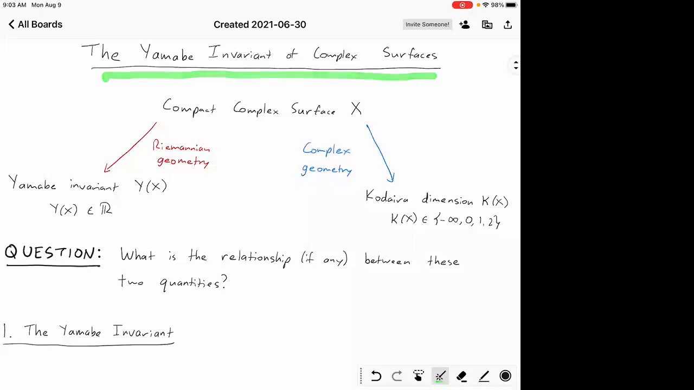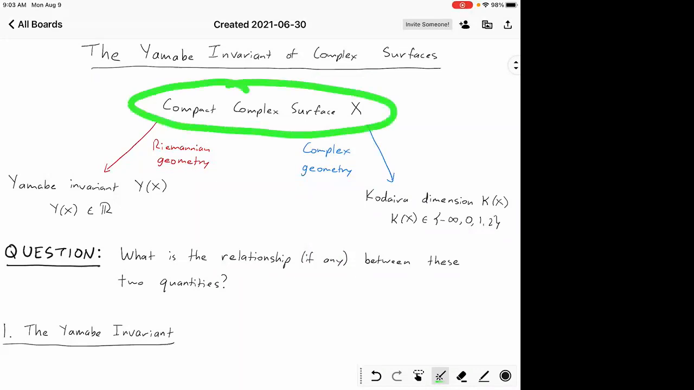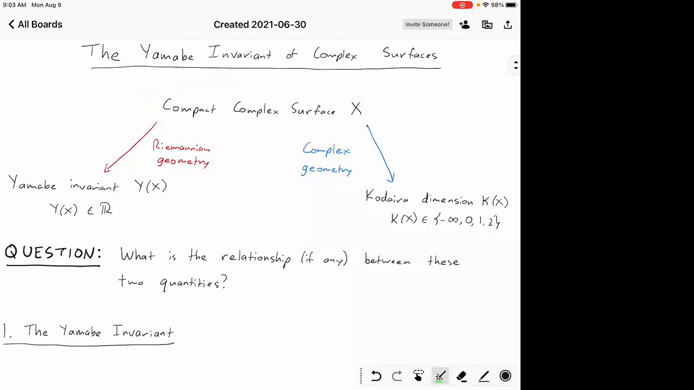So I just want to begin with a brief overview of what I plan to talk about this week, and then I'll give a rough rundown of what I'm going to cover in the lectures. So the objects which we'll be studying are compact complex surfaces, let's call such a surface X. So these are complex manifolds of complex dimension 2.